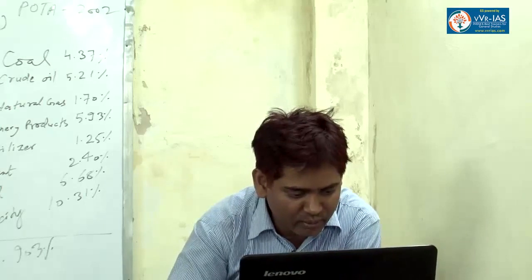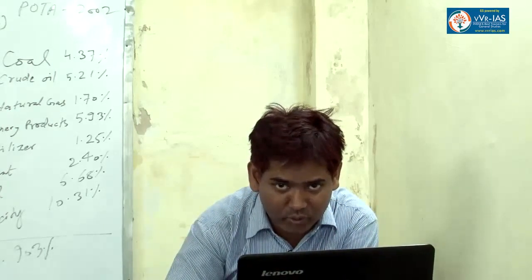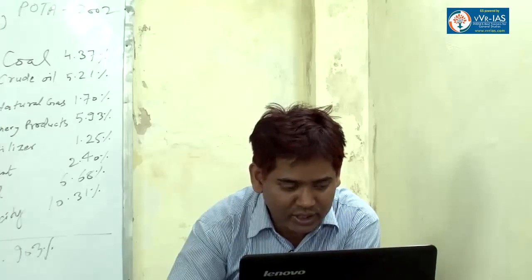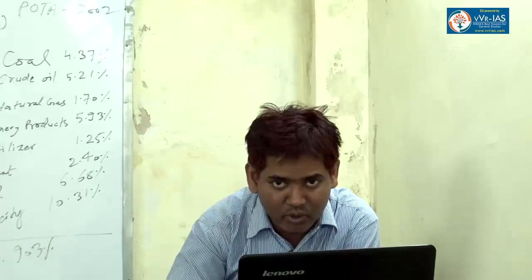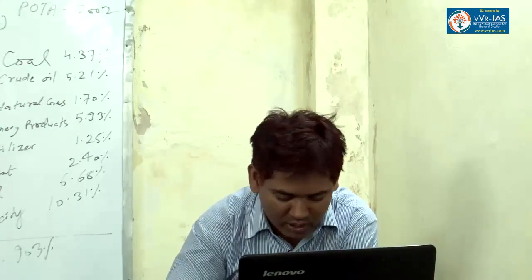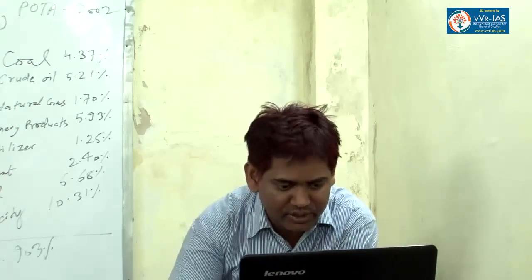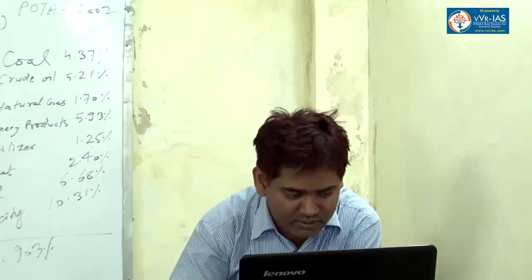Now the third is promotes equality. It does not promote the equality. Why does it not promote the equality? The sowing of the GM mustard requires more financial support. Only rich farmers can go for the cultivation of the GM mustard, and the poor farmers cannot go for the cultivation of the GM mustard.